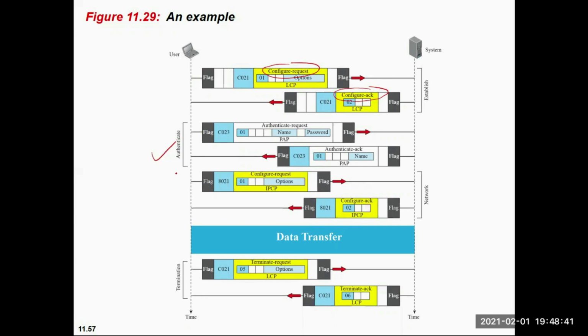After that, the authentication process will start. The user will send an authentication request, and the system will send an authentication acknowledgement. Then again a configure request and configure acknowledgement will be there, and after that the whole data transfer will happen. At last, a termination request and termination acknowledgement will be there. In this way your point-to-point protocol will work, and that's it for point-to-point protocol, or PPP.